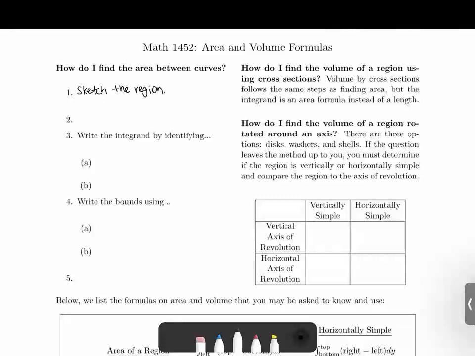So I like to treat these questions really as word problems. And the first thing that we're going to do is we're going to write down all of our known information and draw a picture. And that means we're going to identify what the question tells us to do and then draw a picture of the curves that it's asking. So we're going to sketch the region, and oftentimes we're also going to identify intersection points.